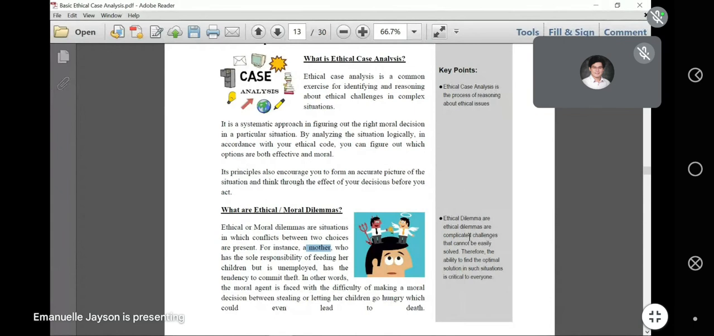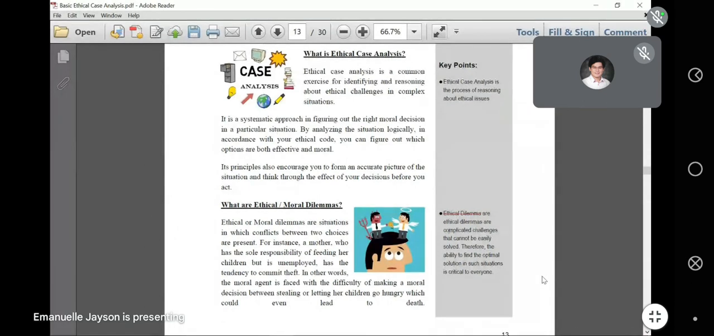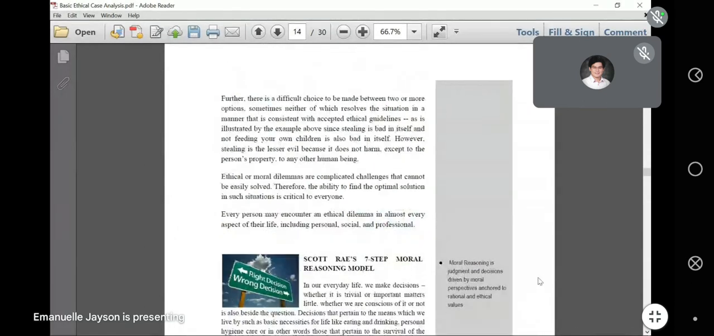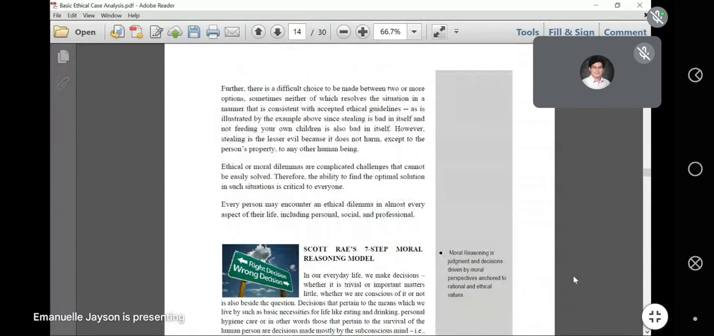So ethical dilemmas are complicated challenges that cannot be easily solved. Therefore, the ability to find the optimal solution in such situations is critical to everyone. Sa Pilipinas, marami yan yung moral dilemma. Yun ang problema kasi sa Pilipino, nawawala yung moral agency.